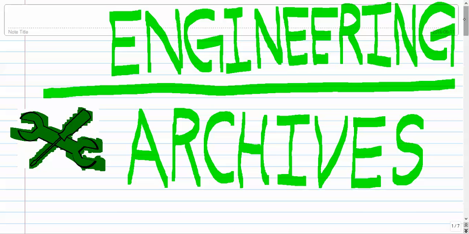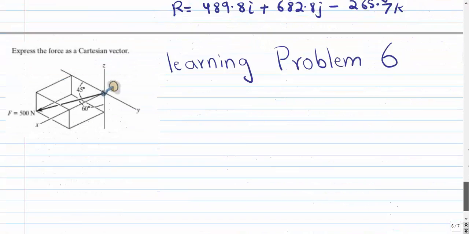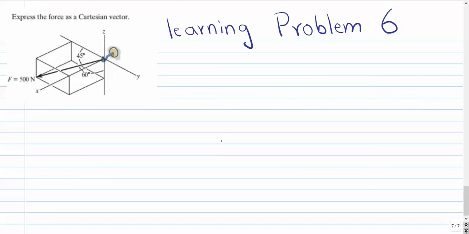Let us look at our learning problem number 6. So this question once again asks us to find the Cartesian notation for the 500 Newton force vector. Alright, so let's get started.